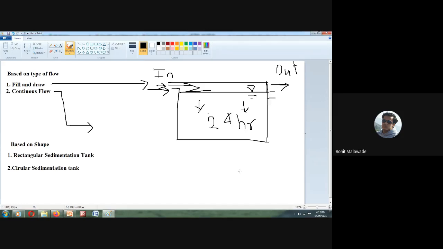Now, can anybody tell me what might happen if we allow the water to stand in a tank for 24 hours? Suspended particles will settle down, sir. Very good. Whatever suspended particles are there in the water are going to get settled down over here. Now, what will remain at the top?